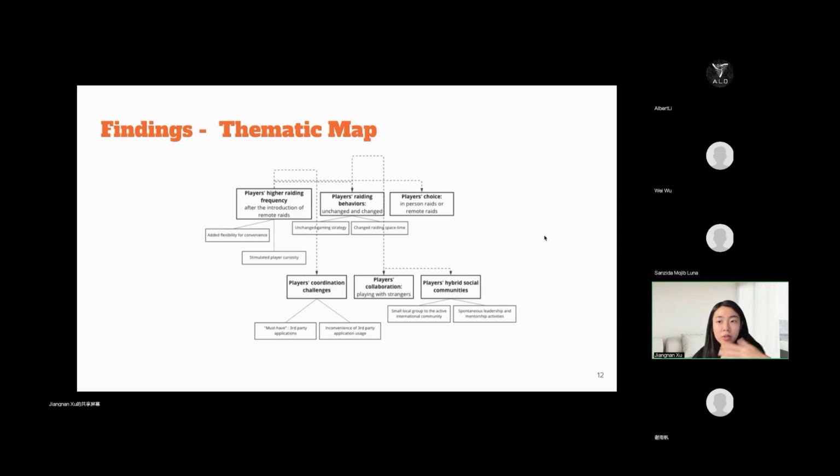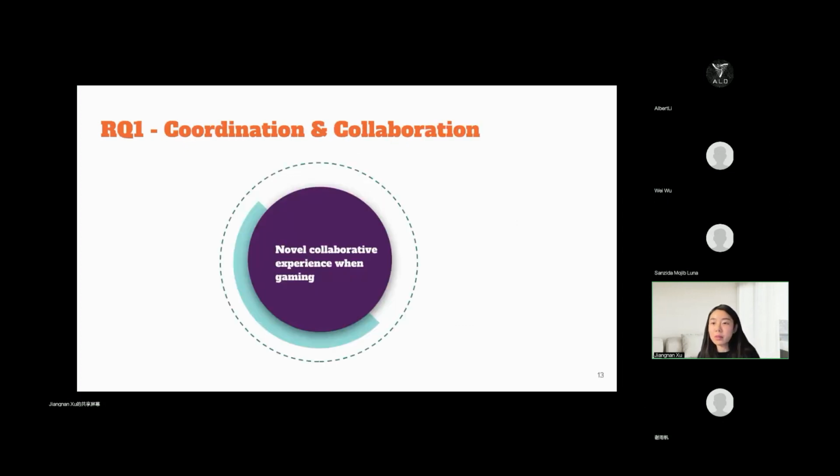And to answer the three research questions, we want to answer them one by one. So first, coordination and collaboration. In one sentence, we found a novel collaborative experience when gaming. And what is the novel collaborative gaming? First, there's a new dynamic of in-presence. Before that, in-presence meant all people in one location, co-located, everyone meeting face to face. However, when people play in a hybrid space, some people are online, some people are in person, so they have a different dynamic. They have to speak to other people by mouth, but they need to type things in their social media to keep in touch with online players.